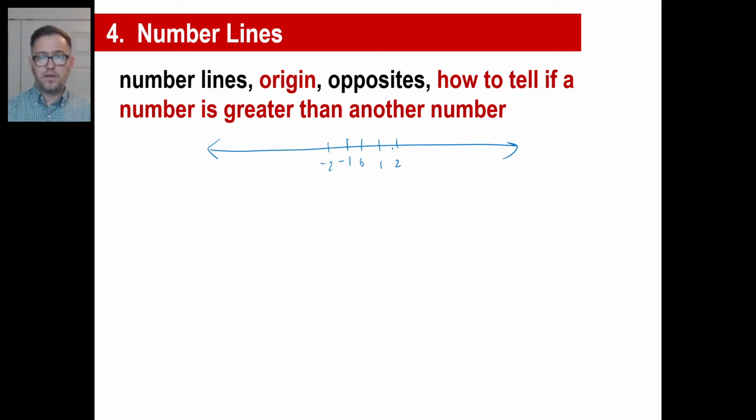Opposites means, you know, one number on one side of the number line is exactly the same distance from 0 as the other one. So you can add those two together, and the answer is 0. Okay, we'll do more of that later.